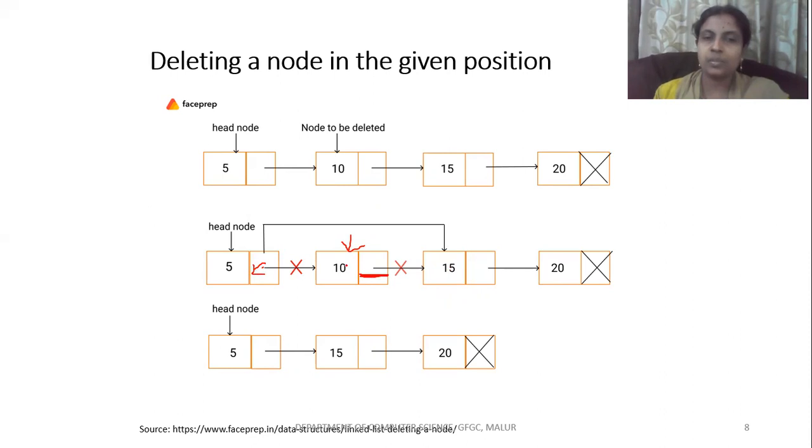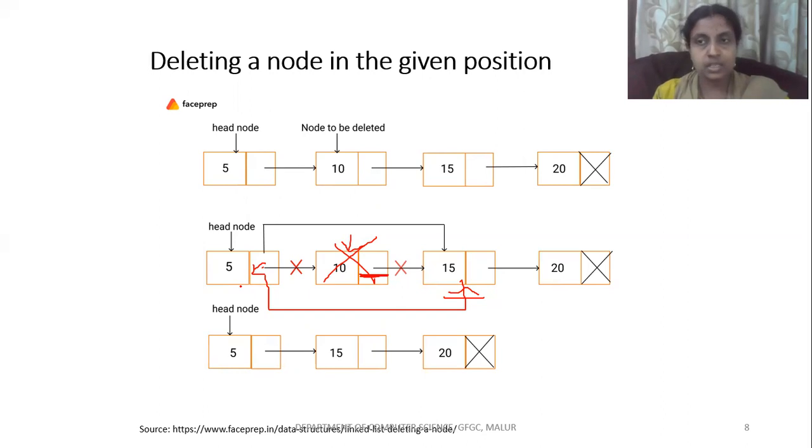That's all. So what happens is this address will come here, which means this link will be linked. Whatever address this represents, it will represent the next node. So a link will be established between your first node and third node. That's all. So move to your particular position, take the next node address and put it in your previous node address.